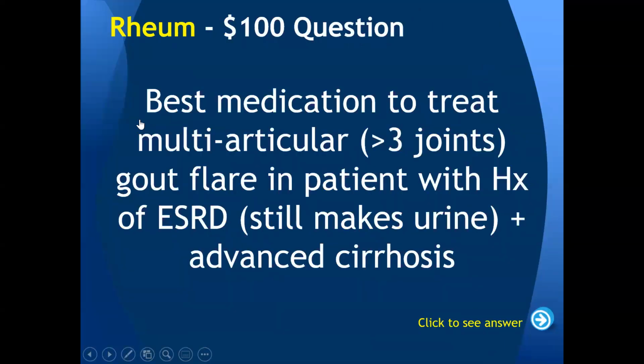Best medication to treat multi-articular gout flare in a patient with a history of end-stage renal disease and advanced cirrhosis. Tim. Ooh, yep, you're right. Oh, what route? No, I got to be a little specific. I'll give you joint or oral. Are you gonna do a joint injection or oral? I would do oral. Good. All right, you got it.